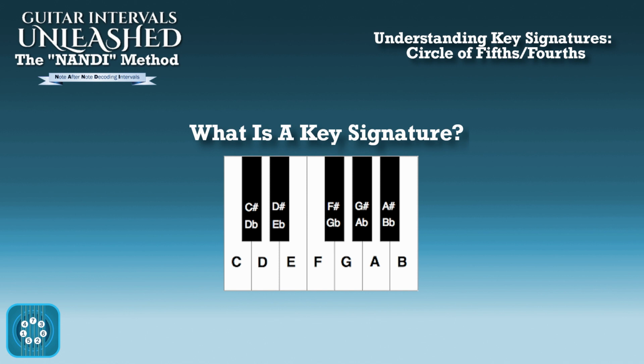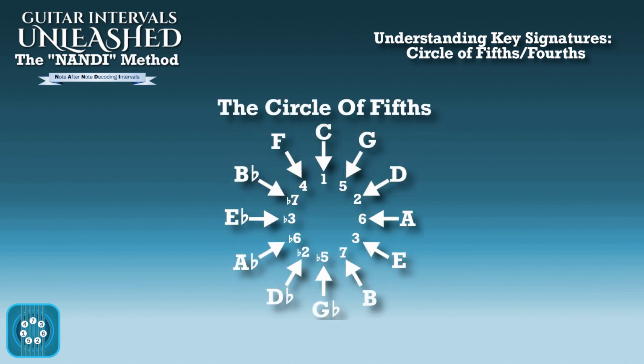But some keys have sharps, some keys have flats, so how do you figure that out? The traditional method for figuring this out is to use the circle of fifths. You may have heard in a previous video of ours how the NANDI method primarily uses the circle of fourths, but we are going to touch on the circle of fifths. So here is a circle of fifths using a root C.